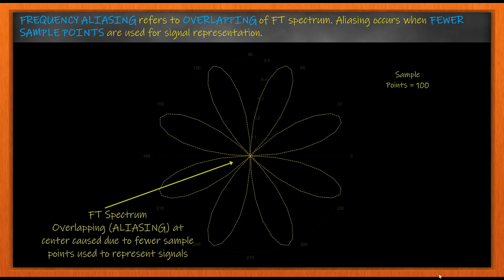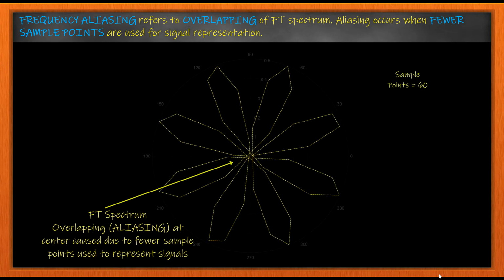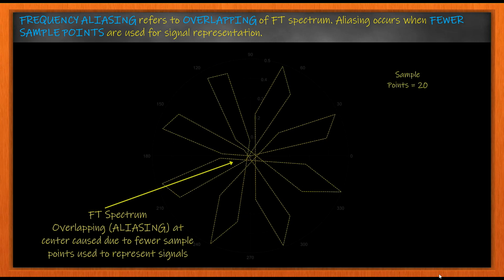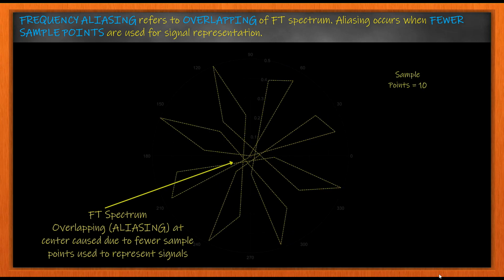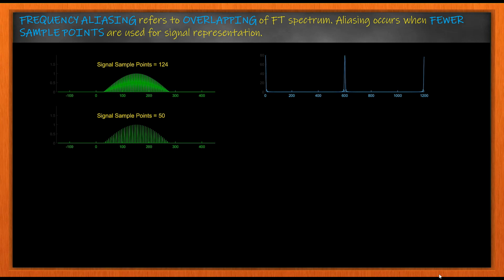Aliasing occurs due to overlapping of frequency spectrum. The primary cause for aliasing is when fewer sampling points are used to represent a given signal.